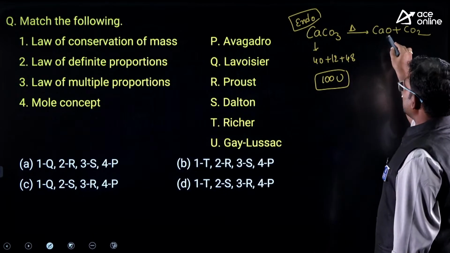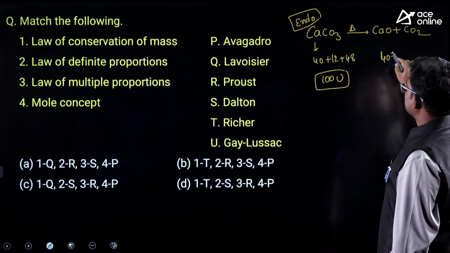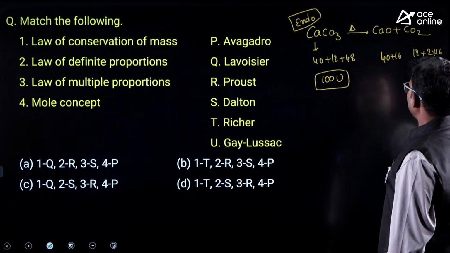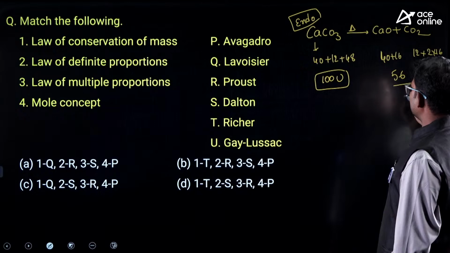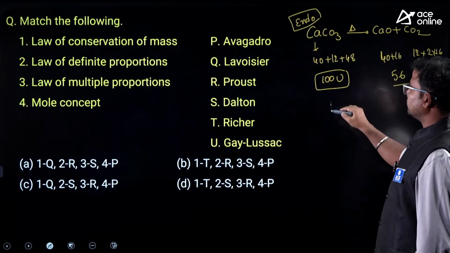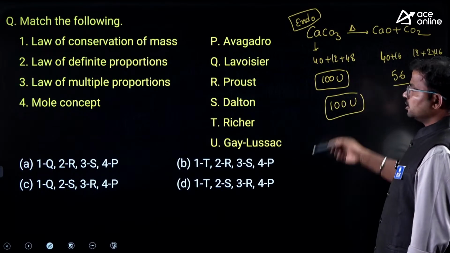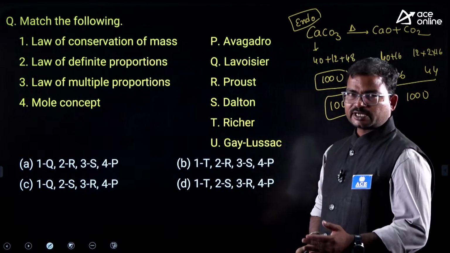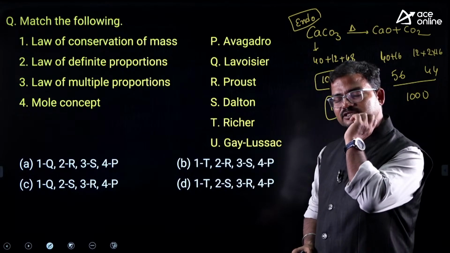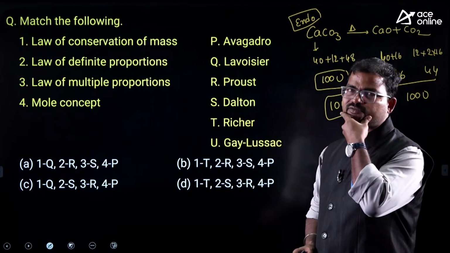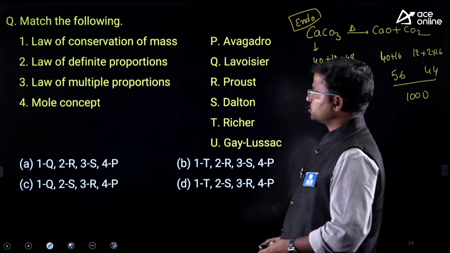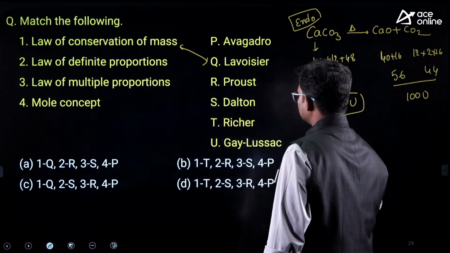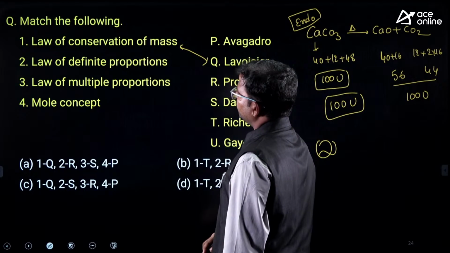Okay, next, calcium oxide: 40 plus 16. Next carbon dioxide: 12 plus 2 into 16, that is 44. Here it is 56. So one side mass is 100 units, the other side mass is also 100 units. So it means there is no change in mass, right? Reactant mass and product mass would be the same. Because of that, this is considered as the law of conservation of mass. Actually it was proposed by Lavoisier.